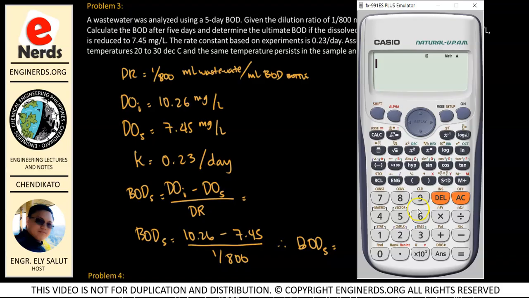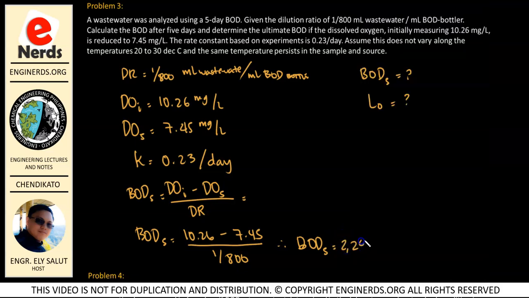So, unahin natin itong ating numerator. We have 10.26 minus 7.45. Okay, so we have 2.81. Okay, so we will divide that by 1/800. So that means we will be multiplying this by 800. No? So we have 2,248 ppm. 2,248 parts per million. Okay, so yan ang ating BOD5. Okay, so nasagutan na natin tong unang requirement.